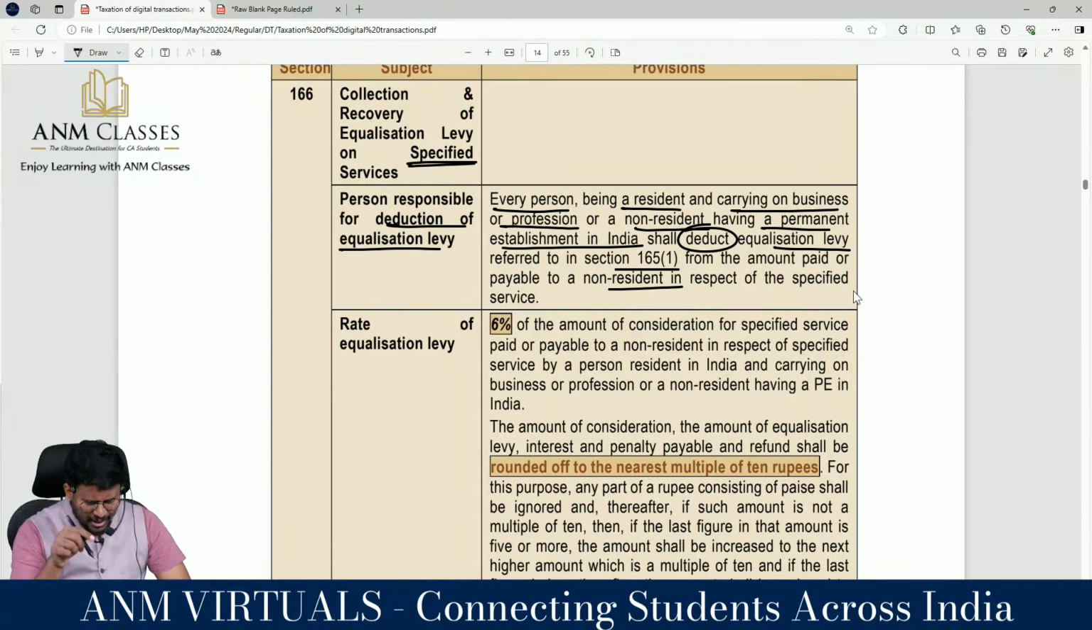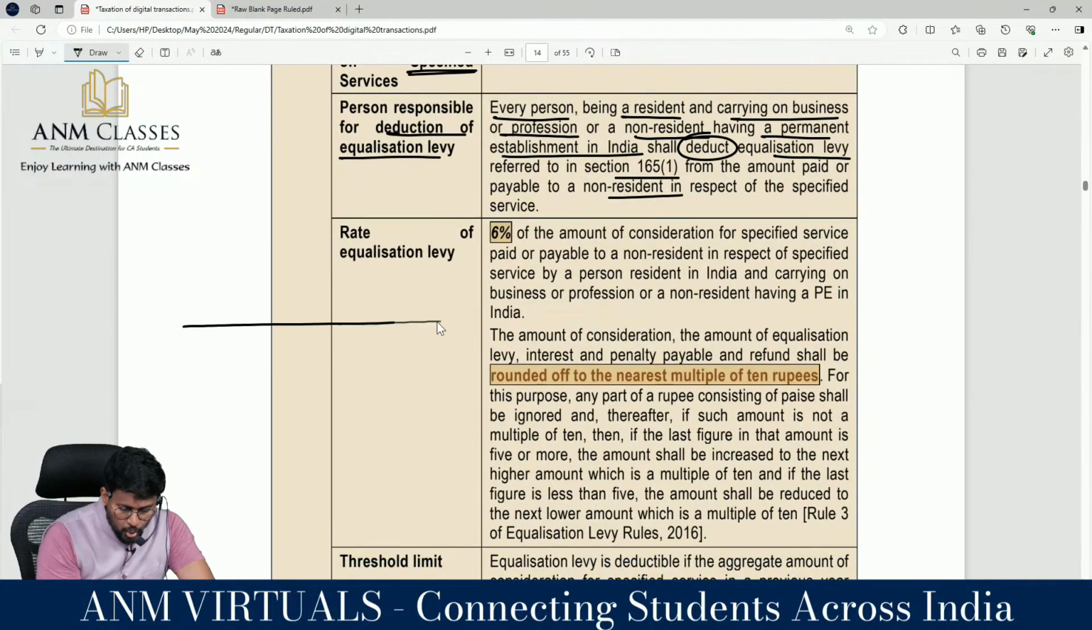You are a resident, and carrying on what? That means you are a resident, you are carrying on business or profession.